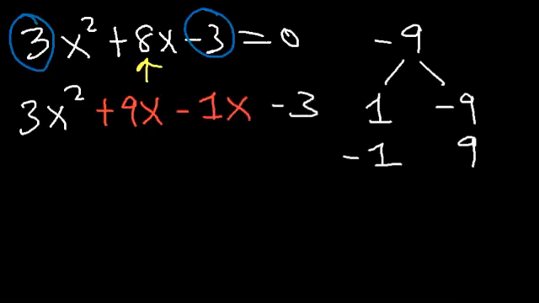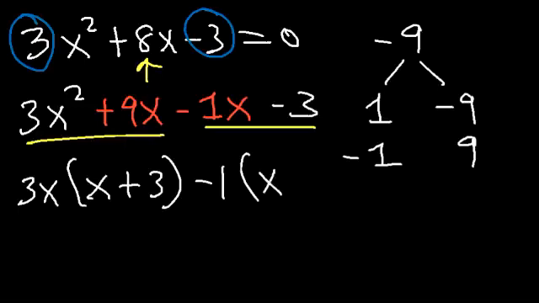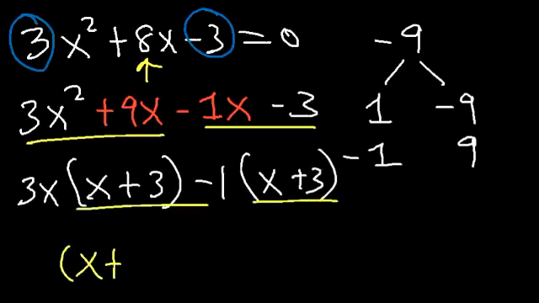So let's factor by grouping. If we take out the greatest common factor between 3x squared and 9x, that's going to be 3x. 3x squared divided by 3x is x, and 9x divided by 3x, that's 3. And for the last two, all we can take out is simply a negative 1. So negative 1x divided by negative 1, that's positive x, and negative 3 divided by negative 1 is positive 3. So we have the common factor x plus 3.